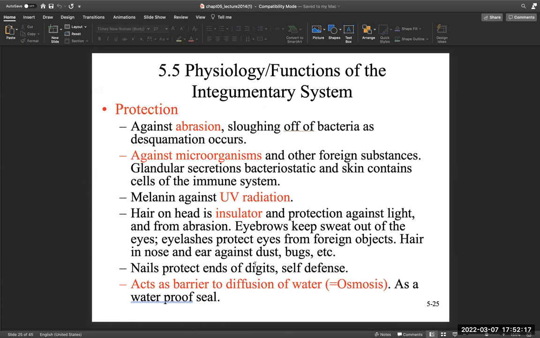Now, when we look at ultraviolet radiation and melanin, it's very protective, and we will see that even though it's protective, it can give you a false sense of security. And we'll talk about why in a second.